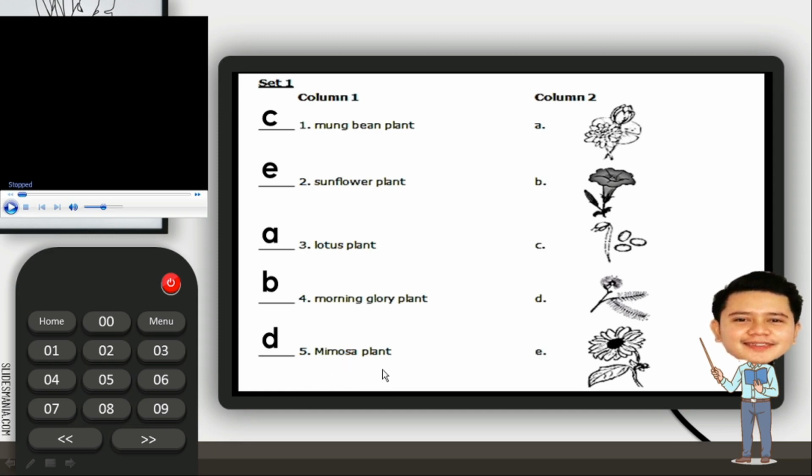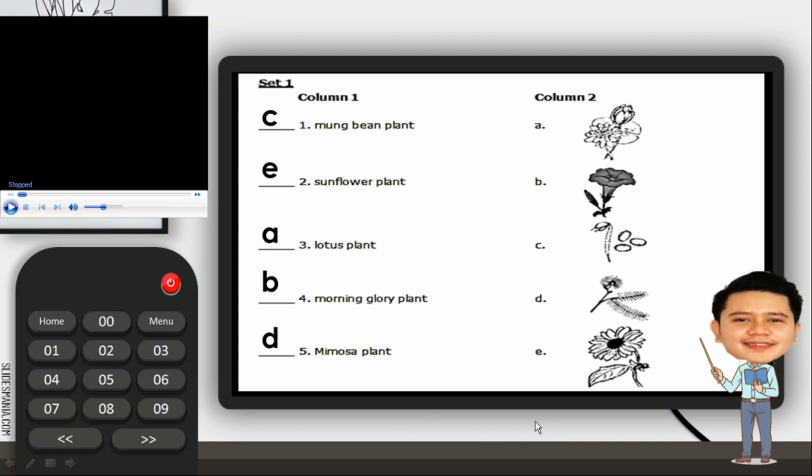Now let us read first the vocabulary words. We have mung bean plant. This is the mung bean plant. Sunflower plant. This is the sunflower plant. Lotus plant. This is the lotus plant. Morning glory plant. This is the morning glory plant. And the mimosa plant. This is the mimosa plant.